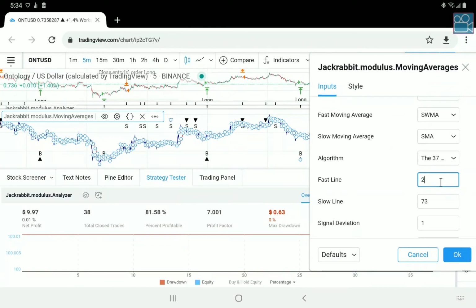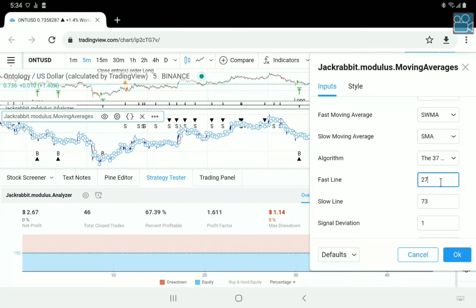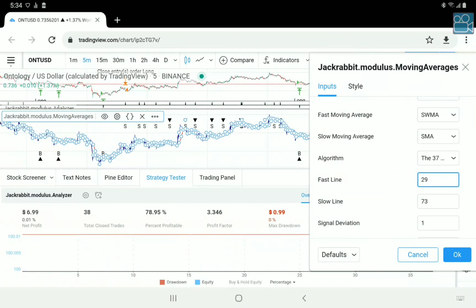Let's do 27. Let's see if we can get this above $10. Maybe even up to 15. Nope, 27 doesn't work. 29. So it looks like our number has to be in the 30s. So let's try 39.